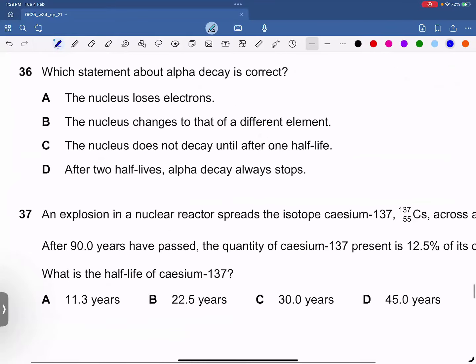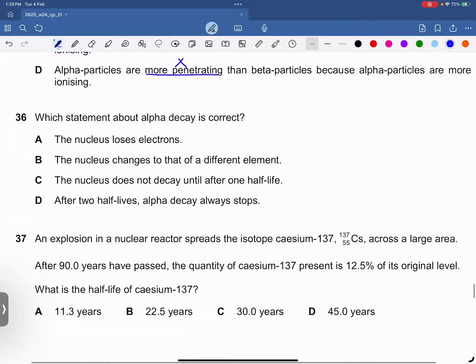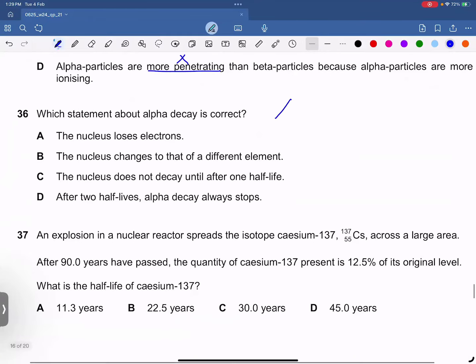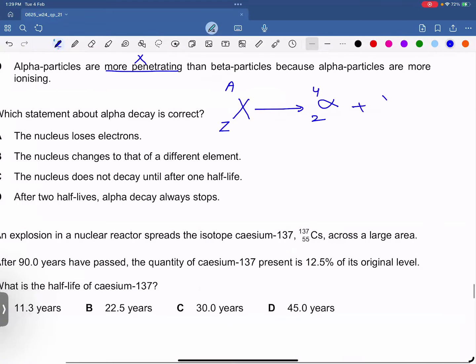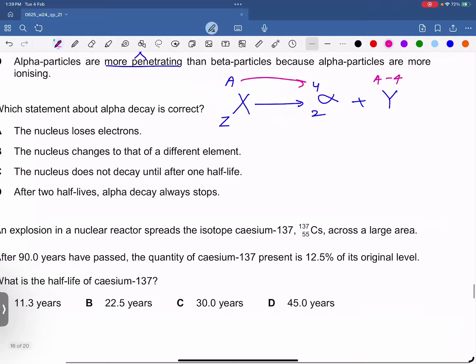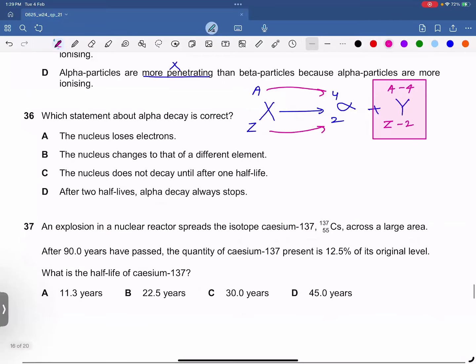Which statement about alpha decay is correct? Okay, so let me tell you alpha decay. There is a parent element X which has proton number Z and nucleon number A. It gives you alpha, which is 4, 2, and then a daughter element Y. If you balance, so A minus 4 and Z minus 2.